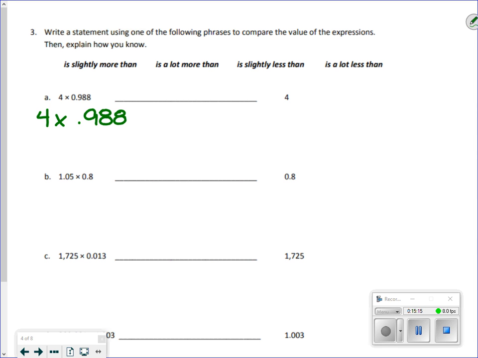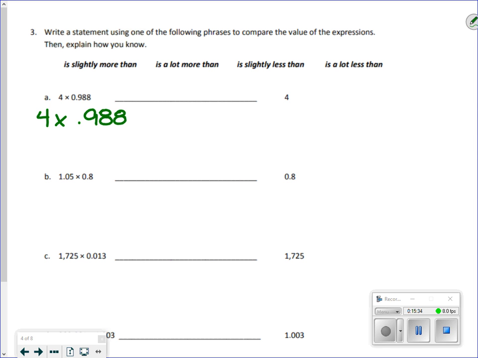Is it going to be more than or less than? Less than, because it's less than 1. Is it going to be a lot less or slightly less? Slightly. I was listening to you, Antoine. You just weren't answering it as I was asking it. I know you got it.